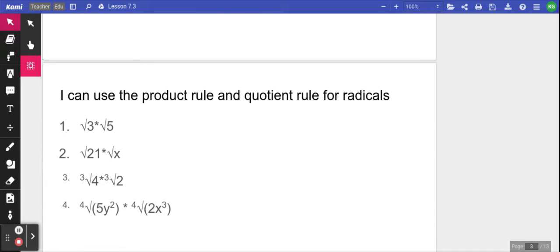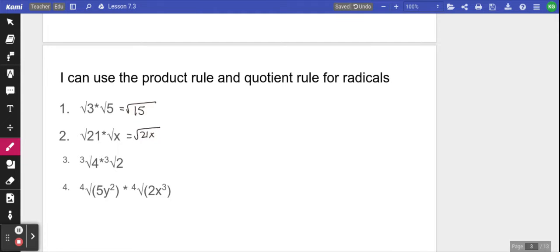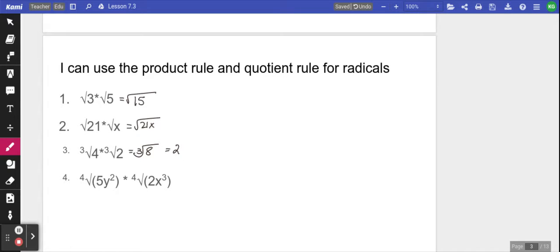On this one, we check to make sure, yes, it's the square root of 3 and the square root of 5. So we can multiply them to make the square root of 15. Same thing, square root of 21 times the square root of x becomes the square root of 21x. Cube root of 4 times the cube root of 2 becomes the cube root of 8, which according to our roots sheet is 2. Last one, fourth root. So it becomes the fourth root of 10 y squared x to the third, and 10 is not a perfect root, so we leave it like that.